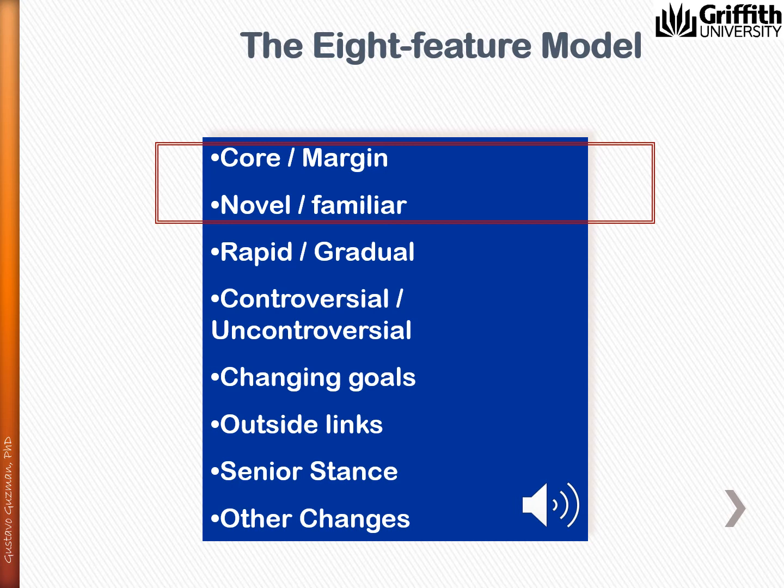Or, for example, in the case of a hospital, the implementation of a new patient record system is also crucial for the survival of the organization. The point is that the closer the project is to the core of the business of the organization, the greater the risks and potential rewards for the project manager. The second feature is novel versus familiar projects.